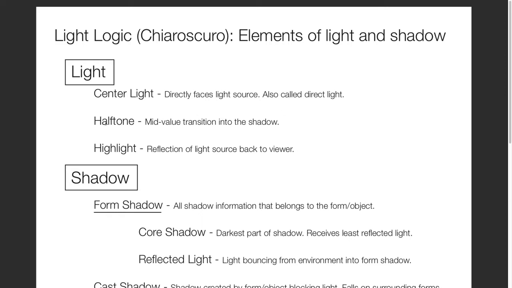As opposed to the halftone, which is where the object maybe isn't facing the light anymore. It's starting to turn itself into shadow. It's kind of facing sideways to the light source, but it's still catching a little bit of light. Right? And then there's highlight, which is the shiny spots. It's the reflection. If you have a glossy object or even a slightly shiny object, you'll see more of these. If it's a matte object, like a really dull or hairy object, you won't see any highlight at all. It's just the reflection of the light source back to the viewer.